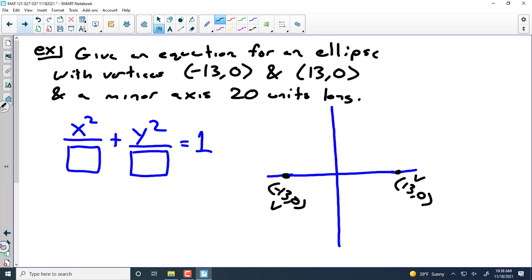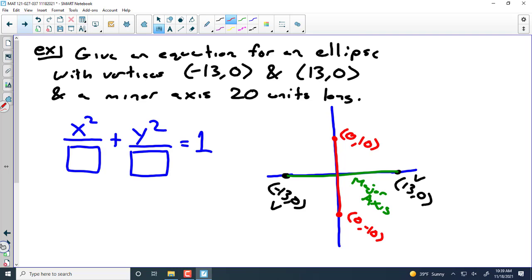And if those are the vertices, then this right here is the major axis. And if that's the major axis, then the minor axis is shorter and goes up and down. Now the minor axis is 20 units long. So how far does it go in each direction? 10. So that means I get these ordered pairs right here at (0, 10) and (0, -10).